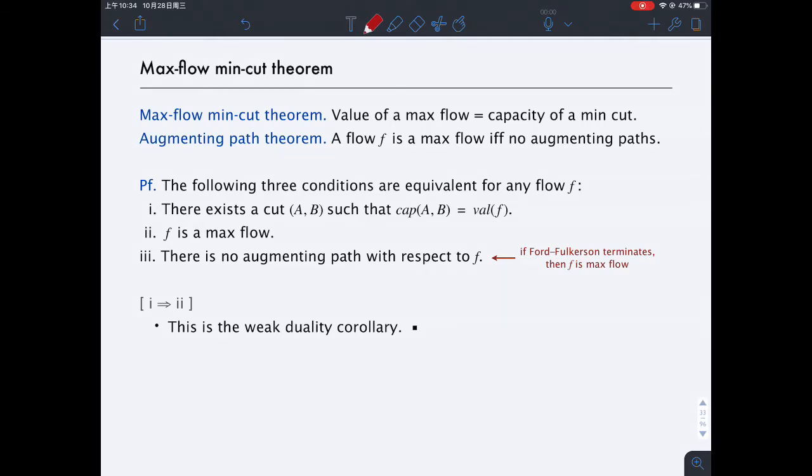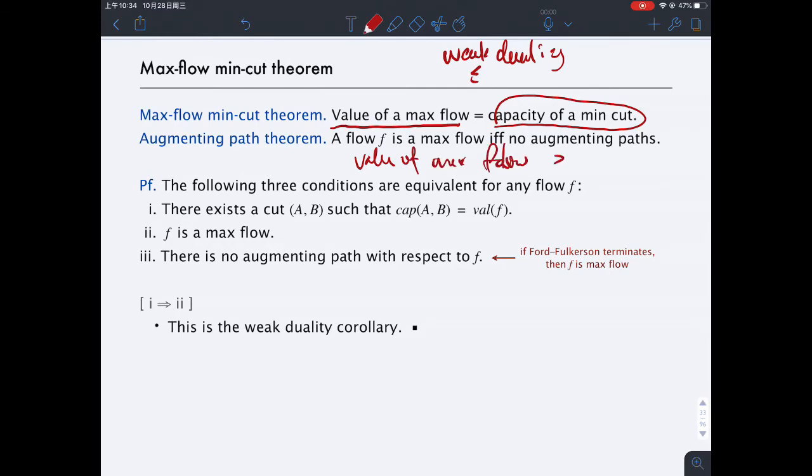Now let's move to the max flow and min cut theorem, right? So basically, as I mentioned, the value of the max flow is the same as the capacity of the min cut, right? What we did just now for the weak duality says that the capacity of any cut is at least as large as the value of a flow, right? So the less than or equal direction is the easier direction we have proved. Now we want to prove the other way: that the value of the max flow is also greater than or equal to the min cut. Right. So this is what we need.